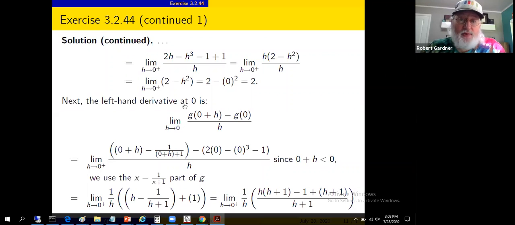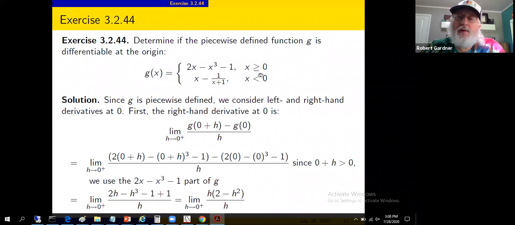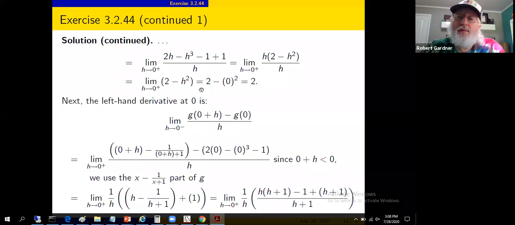Let's check the left-hand derivative at 0. Okay, so we'll take a limit as h approaches 0 from the left, from the negative side. G of 0 plus h minus g of 0 over h. Okay, what's g of 0? When x equals 0, we had this. Let's check back on the previous slide. G of 0, you input 0, yeah, you use this piece. You input something negative, you use that piece. We input 0, we use the cubing stuff.